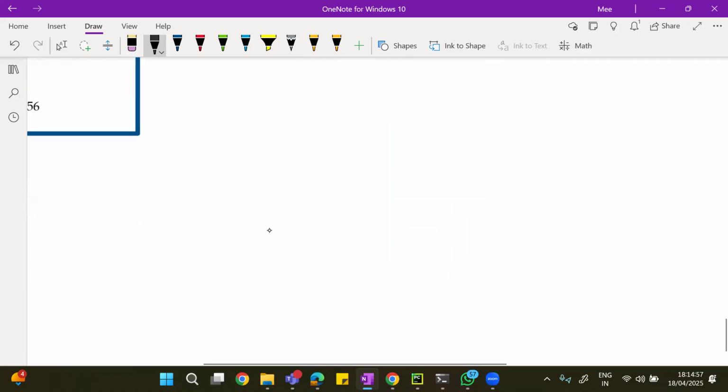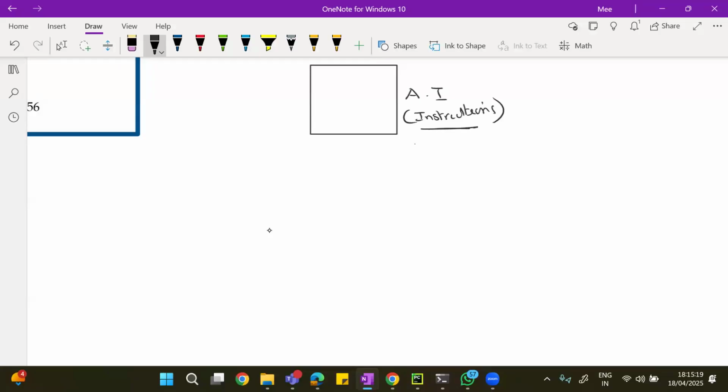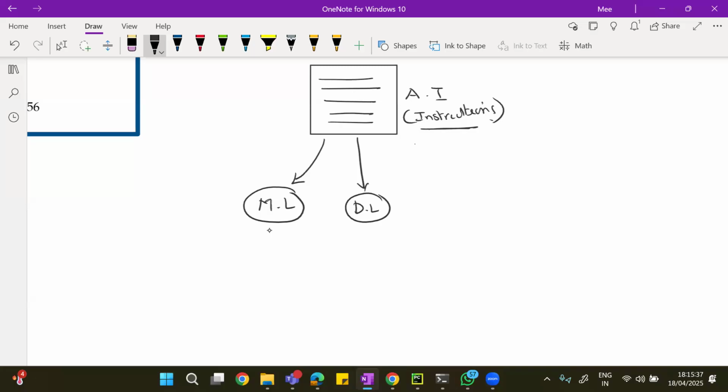In the same way, AI is nothing but the instructions on how to develop intelligent machines. And using these instructions, we are going to develop them. Who develops it? ML, machine learning, DL, deep learning, and Gen AI, that is generative AI. These are the actual implementation of AI.